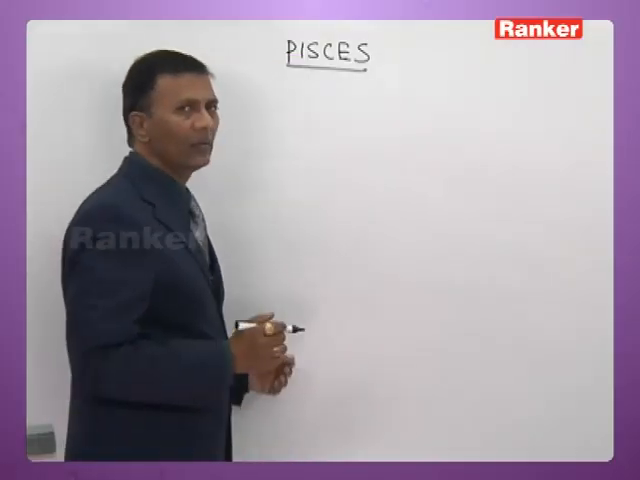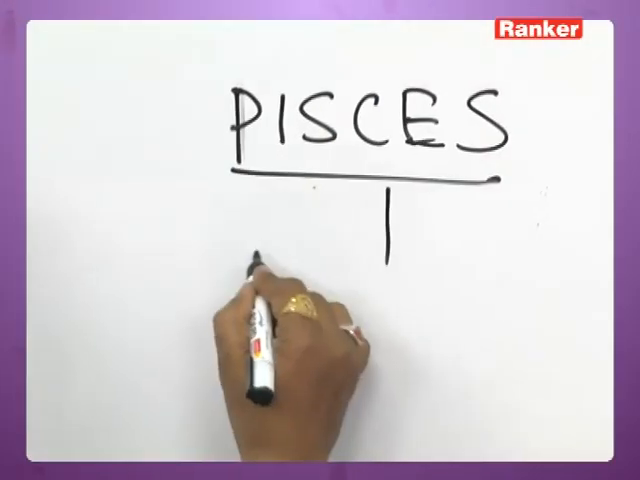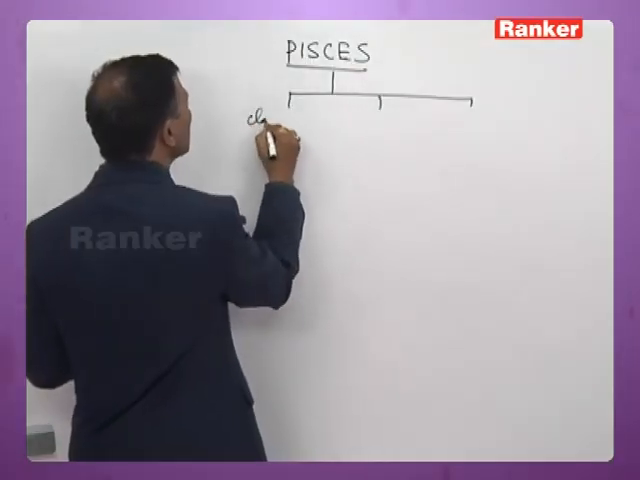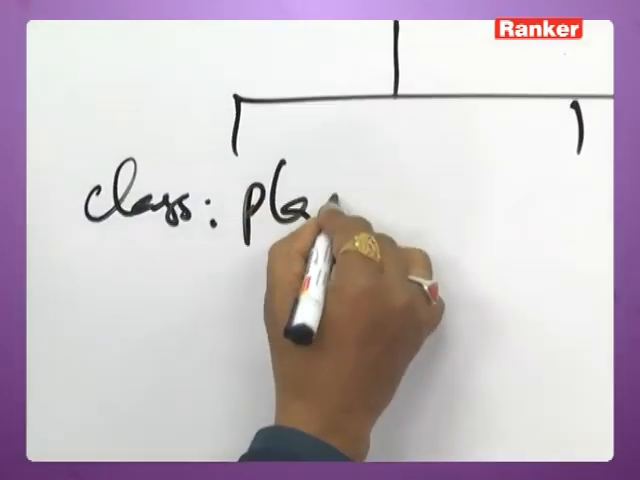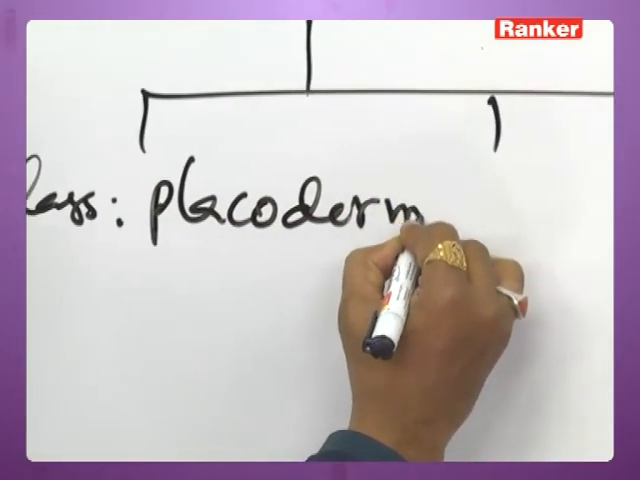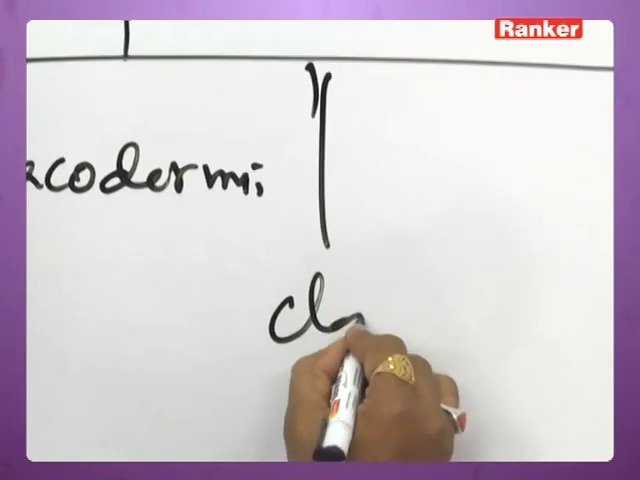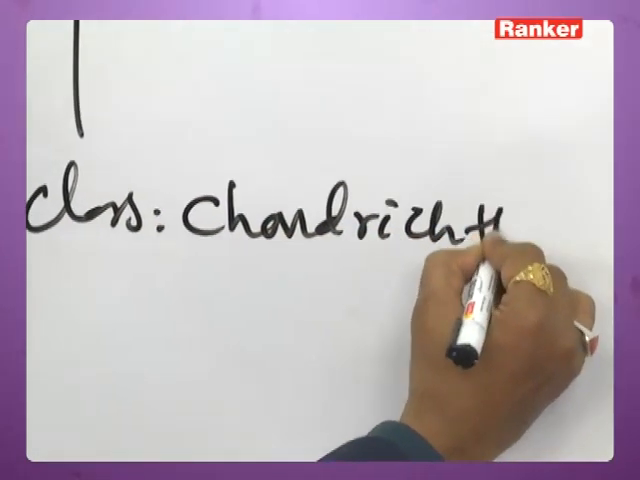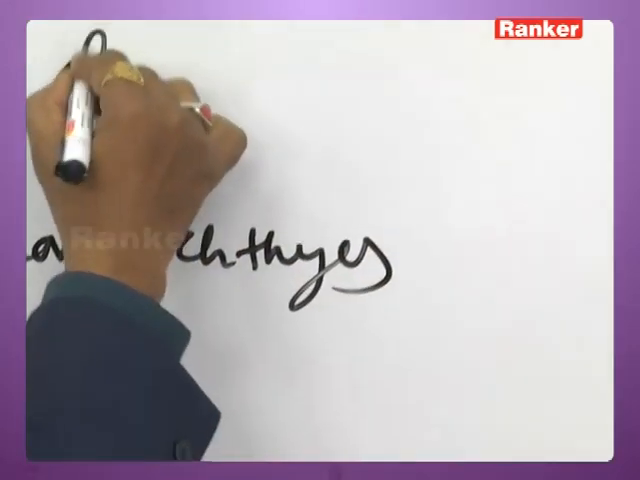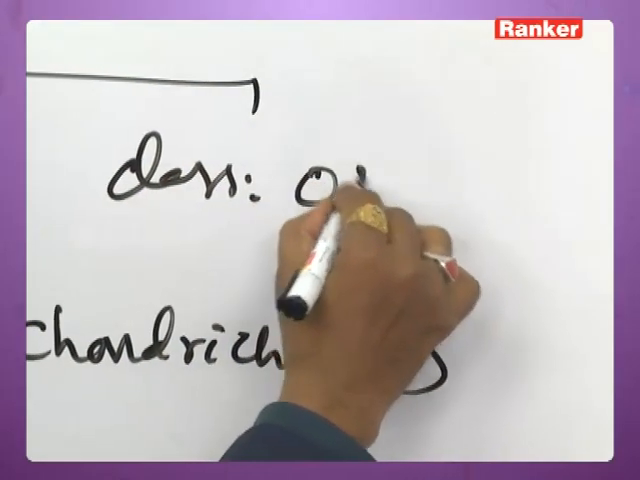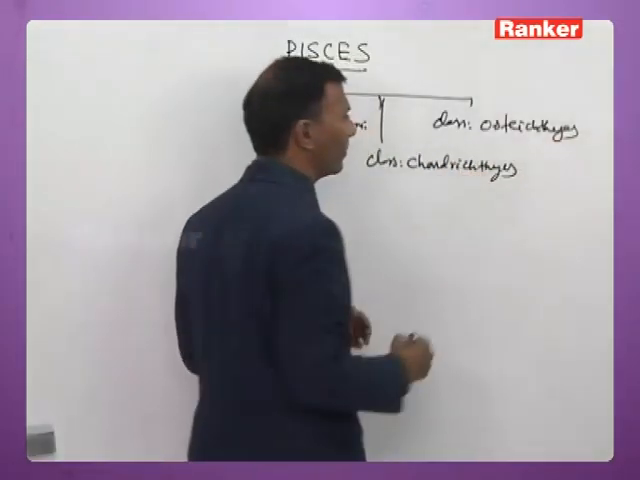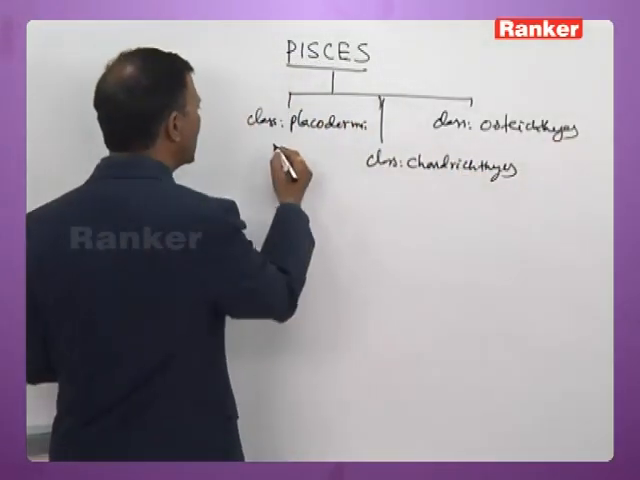The Pisces include three classes. The three important classes of Pisces are class Placodermi, class Chondrichthyes, class Osteichthyes.